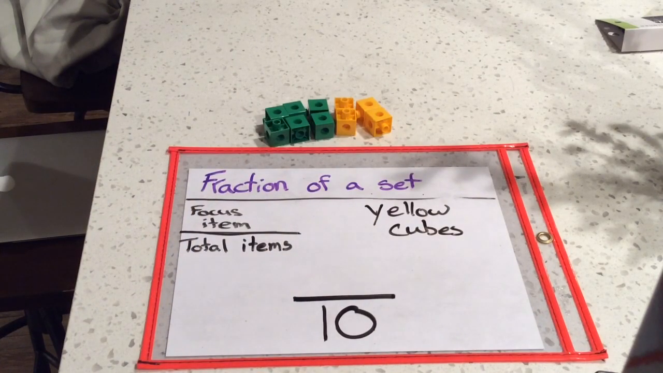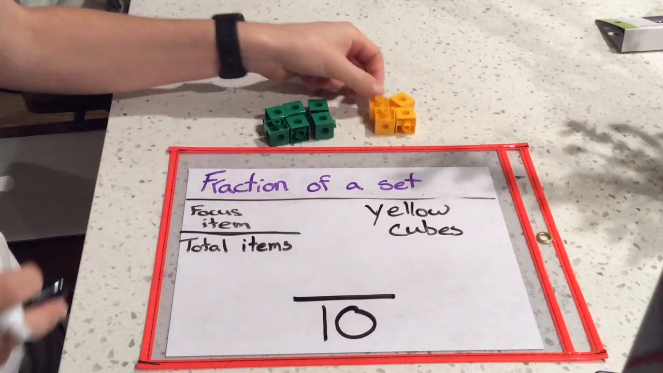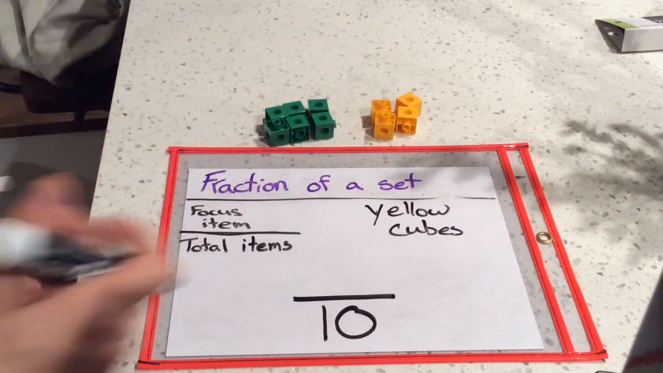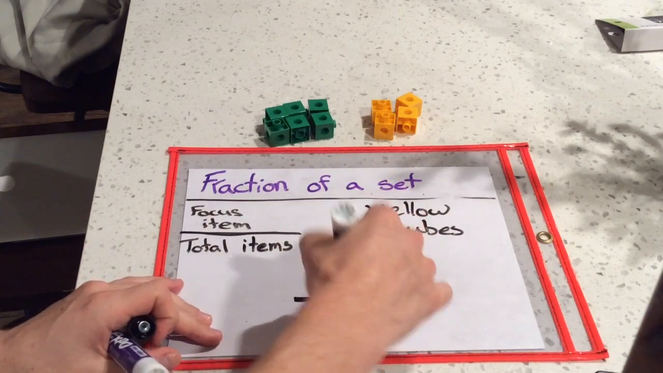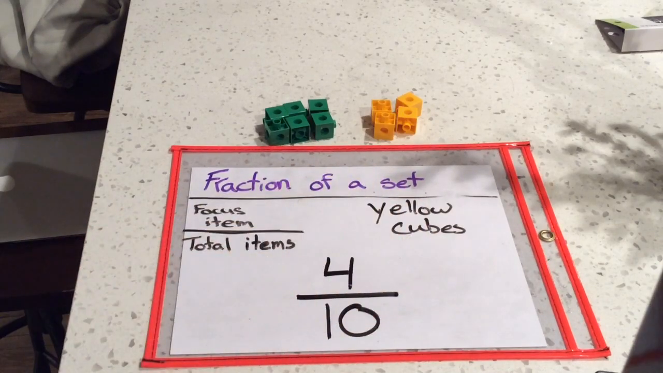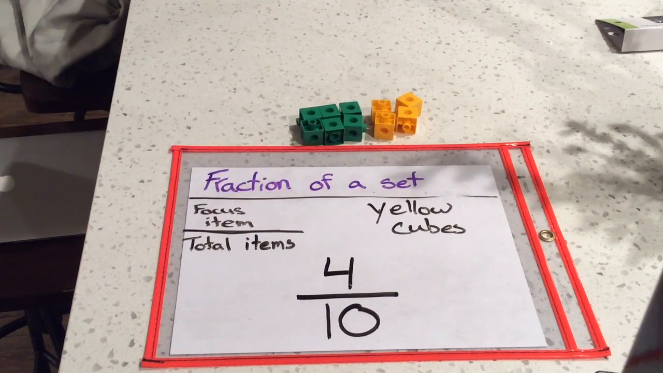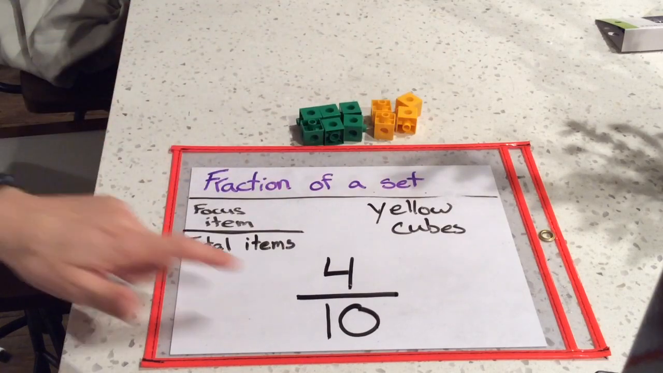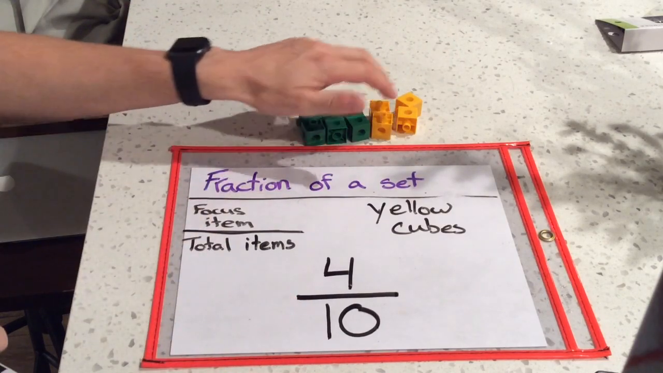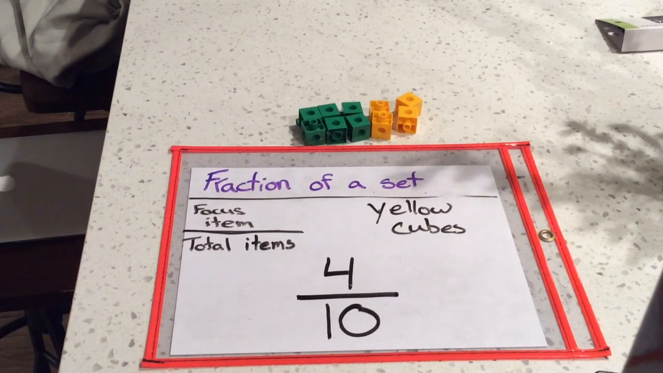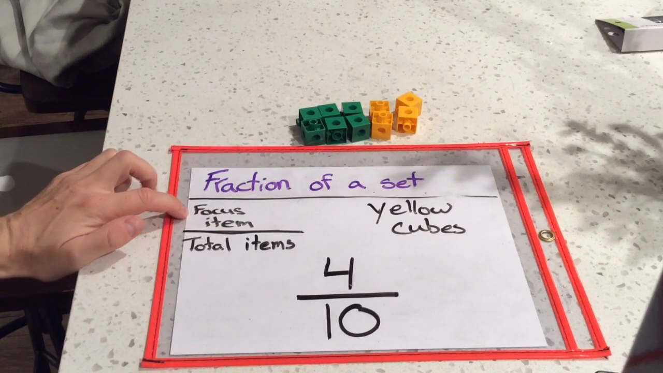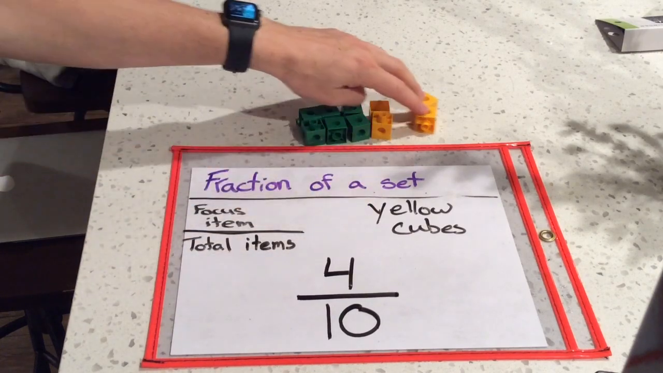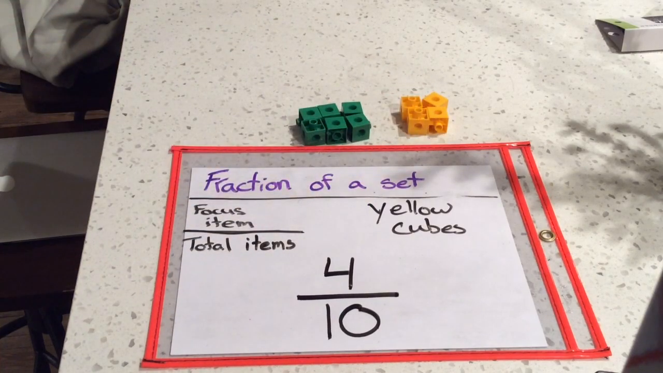So I'm just going to count the amount of cubes that are yellow. And I have 1, 2, 3, 4. I have 4 yellow cubes. Or I could say that 4/10 of my cubes are yellow. Again, I started by counting the total amount of items, and that was my denominator. 2, 4, 6, 8, 10. I got to pick what I wanted my focus item to be. When you go on your scavenger hunt, you are going to be recording what you're focusing on. I chose yellow cubes, and so I just counted my 4 yellow cubes.